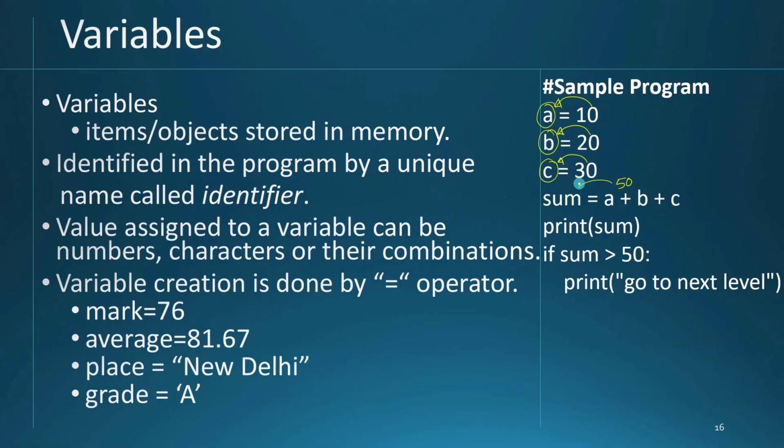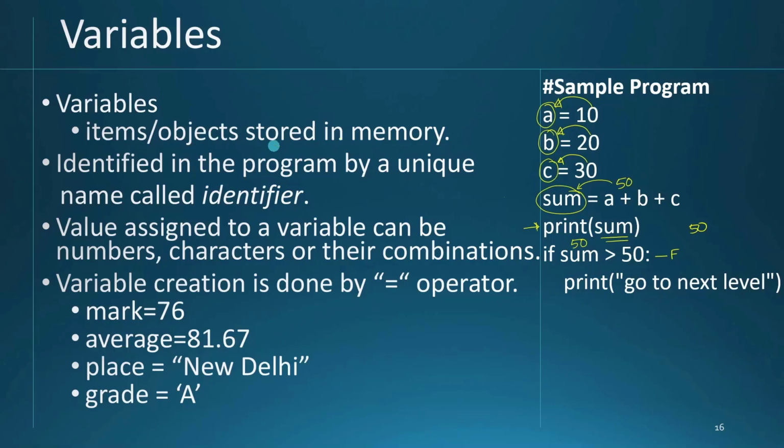Now 50 is stored into a new variable, sum. In the next statement, I am printing the value of the variable sum, so 50 will be printed. So right now you should understand even this small program has many variables inside it. So what's a variable?